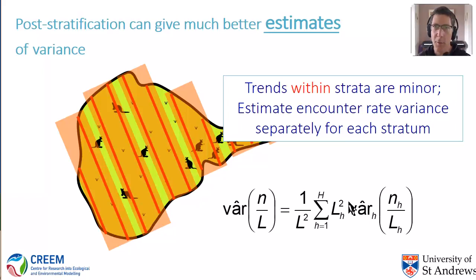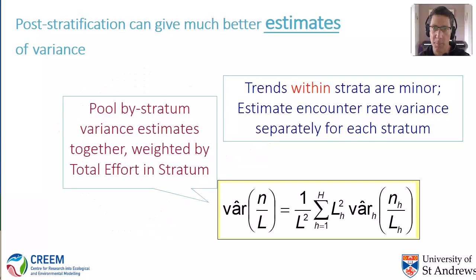And then to get an overall estimate, I'm simply going to take an effort-weighted average of all these stratum estimates, and that'll give me an overall estimate of the overall variance. So that's what we've got here. So pooling them by weighting by effort.